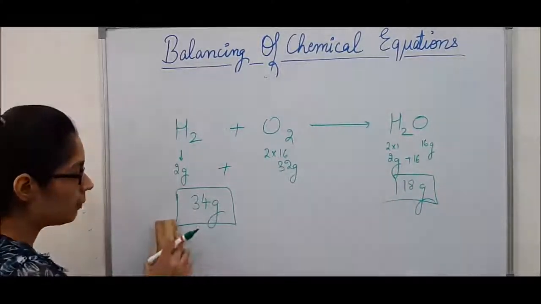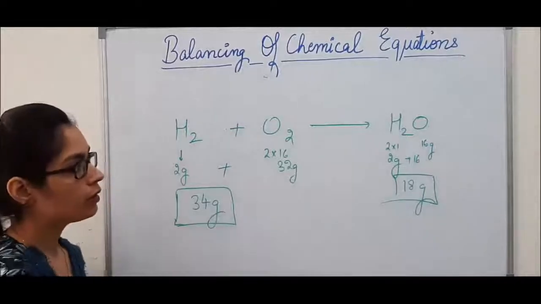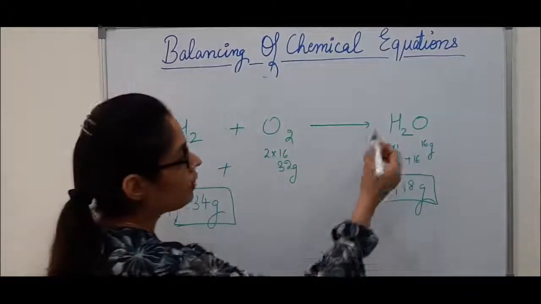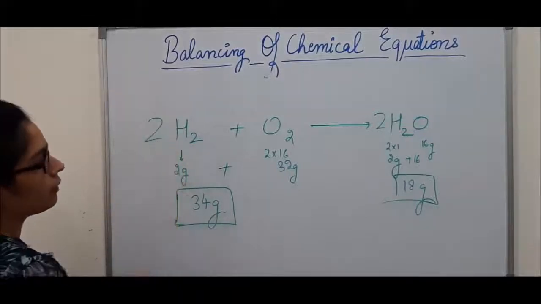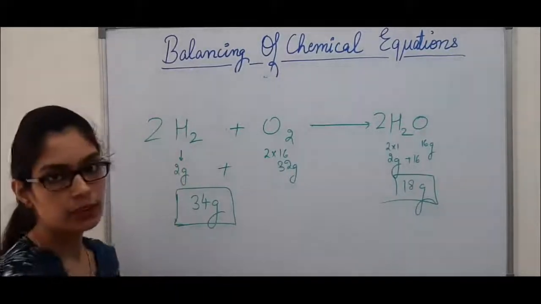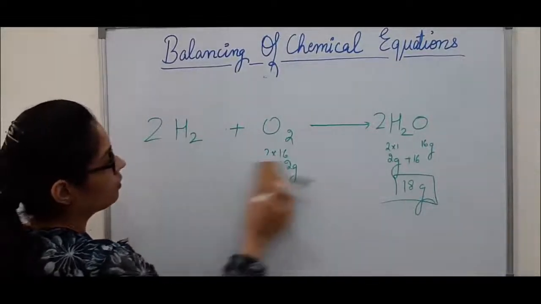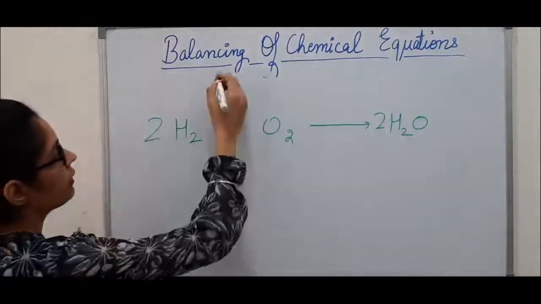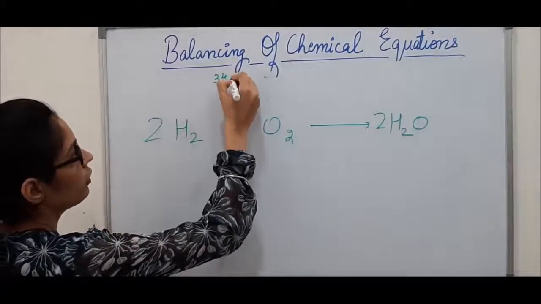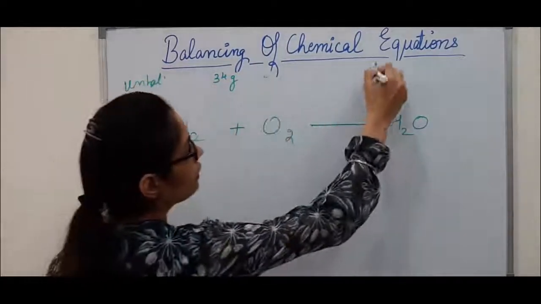So here comes the reason why we need to balance the chemical equation. Because see, now if I balance it, I'll write 2 over here and I will write 2 over here. Now I'll check the mass again. For the unbalanced equation, it was 34 gram on the reactant side. Here it is 18 gram on the product side.